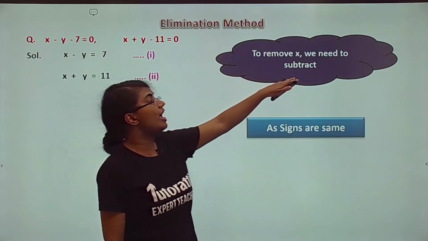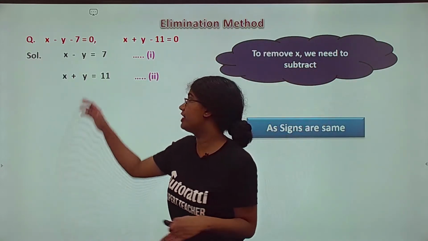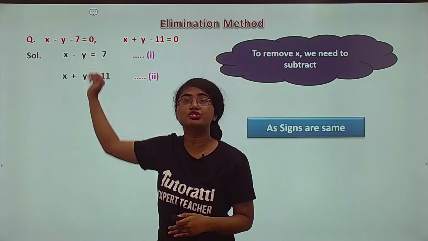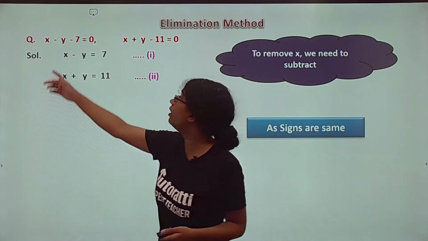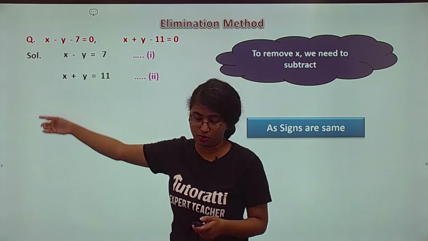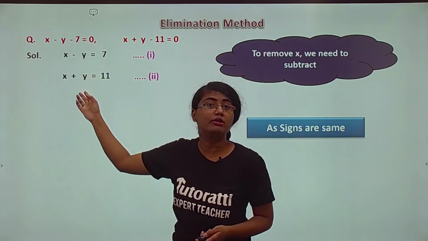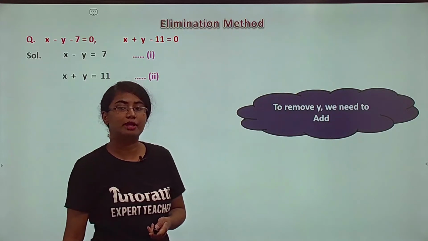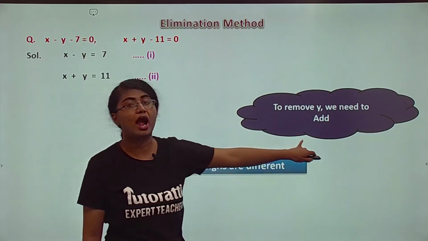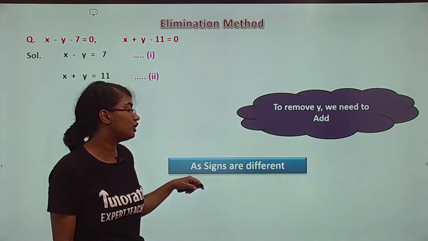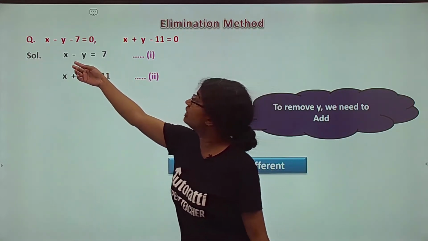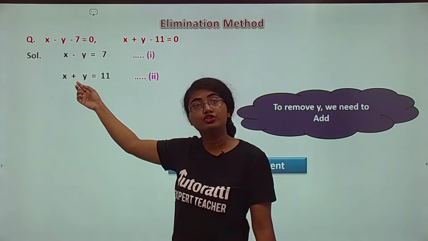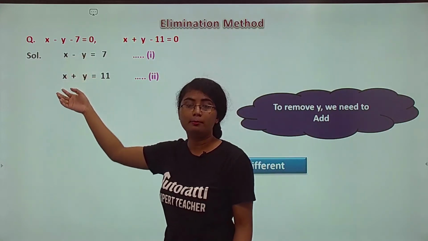To remove x, we need to subtract. If we want to remove x, we will have to subtract the two equations. Why? Because the signs of the coefficients are the same, plus 1 and plus 1. Okay? And if we decide to eliminate y, then we will have to add the equations. Why do we need to add the equations? Because the signs of the coefficients are different. Minus 1 and plus 1. You'll understand this? Minus 1 and plus 1.